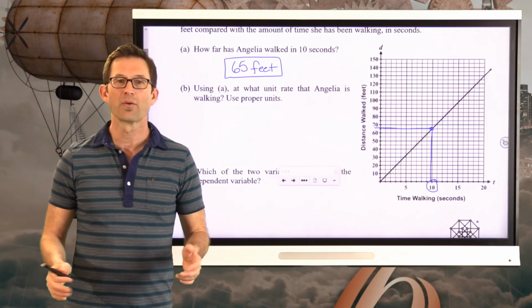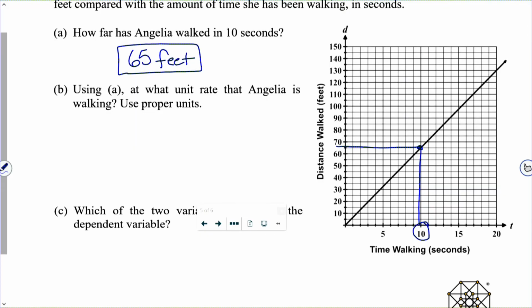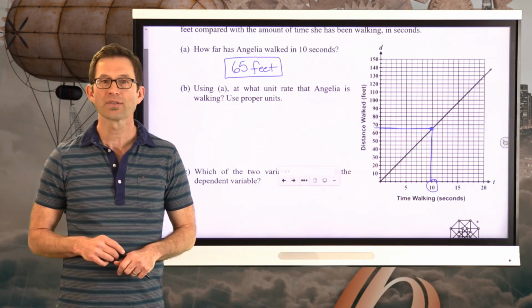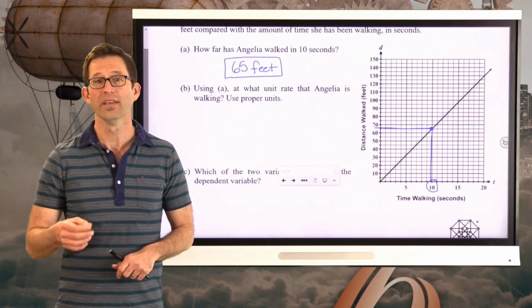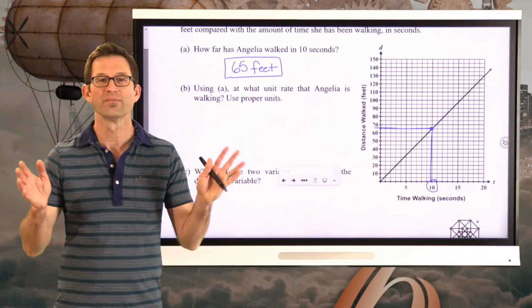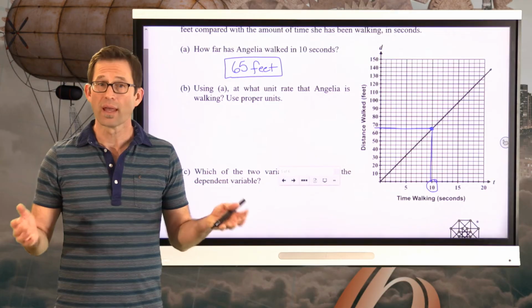All right, let's take a look at letter B. Using A, what is the unit rate that Angelia is walking at? Use proper units. All right, actually, no, that's correct. At what unit rate is Angelina walking at? Anyway, whatever. Let's figure out the unit rate that Angelia is walking at.